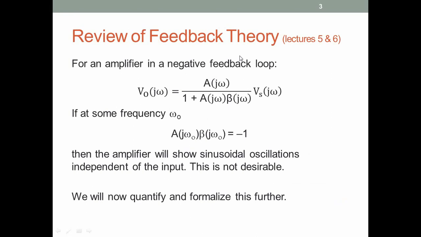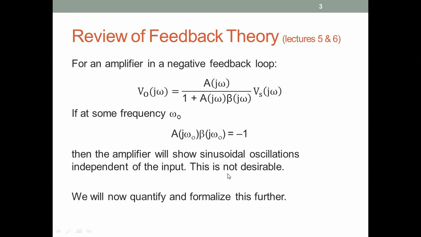Okay, so we review feedback theory in one slide and then go on to formalizing stability. This is from lectures 5 and 6, primarily from 5. We had discussed at that time that for a negative feedback loop, the transfer function can be written in this form, A over 1 plus A beta. And then we had said that if at some frequency omega naught, A beta becomes equal to minus 1, so that the denominator becomes 0, then the amplifier will show sinusoidal oscillations independent of the input. This is good while we are designing an oscillator, but not good if we are using the system as an amplifier. Our discussion will be for amplifiers.